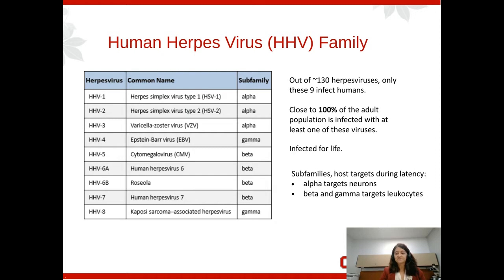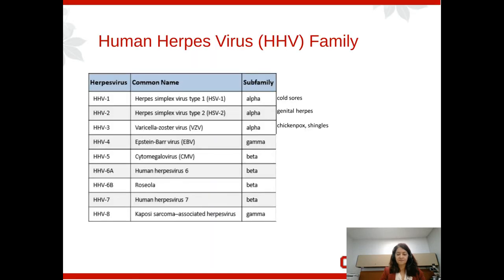So there are different subfamilies of these viruses. The alpha viruses subfamily targets the neurons, whereas the beta and the gamma viruses, as shown here, now I don't have a pointer, so you're just going to have to follow along the slide, the beta and the gamma, they target the leukocytes. So there is this propensity of targeting these different anatomic sites.